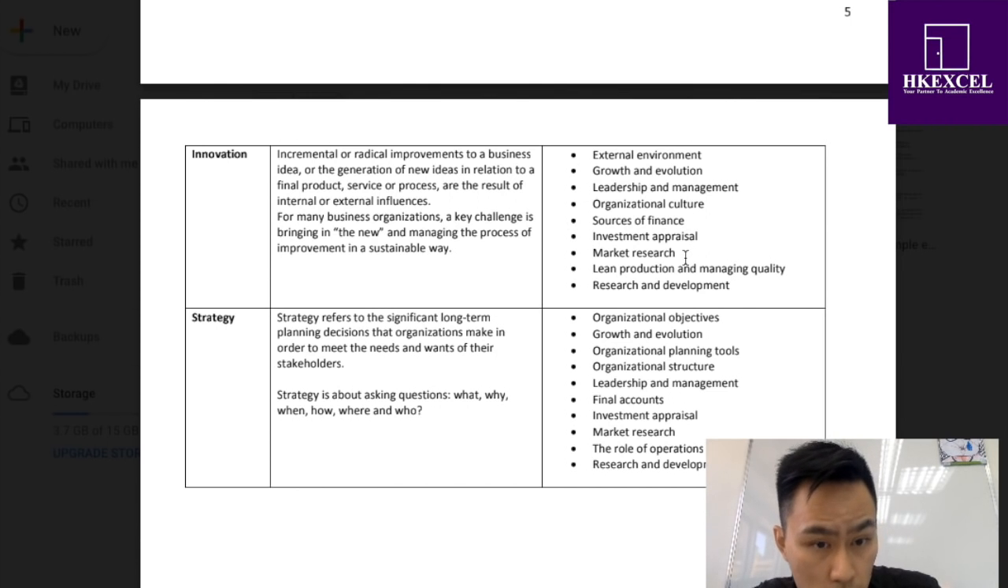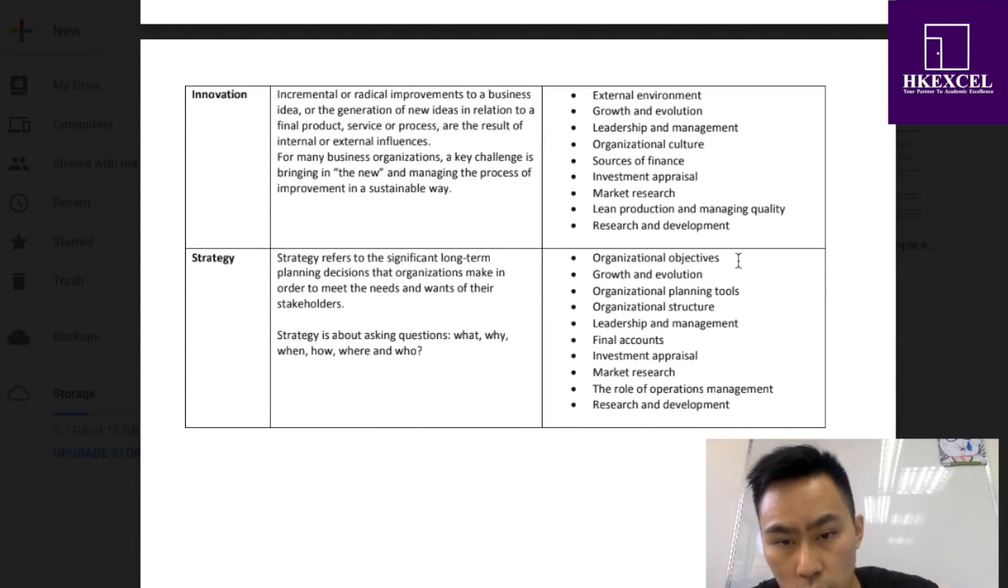That would mainly be market research, yeah, and also you want to produce products with low cost and good quality, right? So lean production and managing quality.